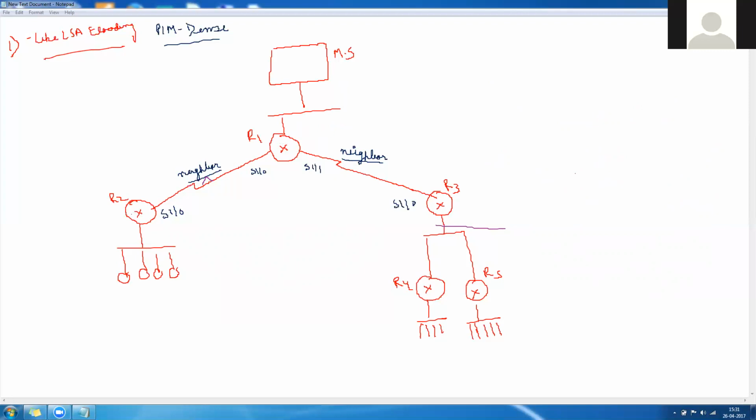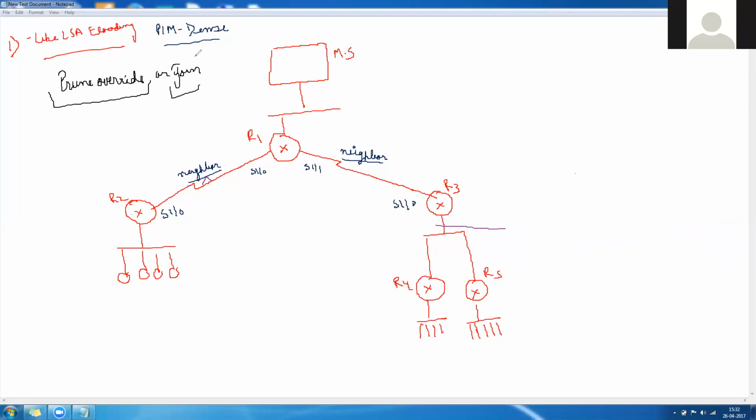Okay. Now try to understand. There could be a situation. The concept is called prune override. Prune override. Or we can say join message.